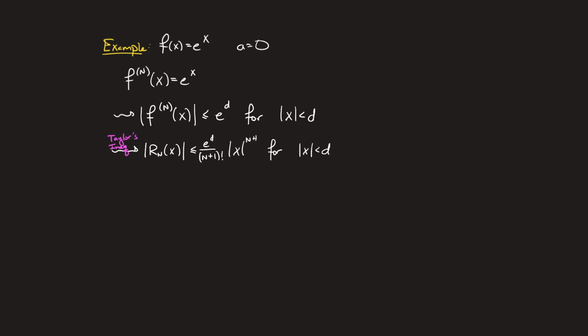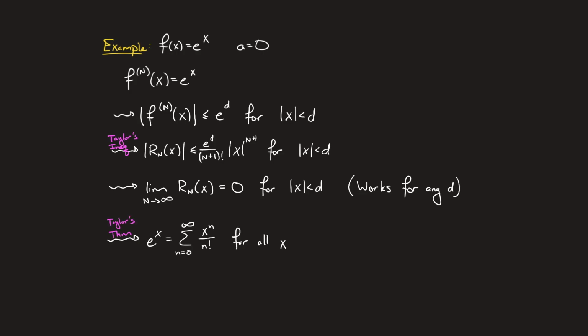Therefore, by Taylor's inequality, the error is bounded above by e to the d over n plus 1 factorial times x to the n plus 1 on this interval. And now, just like we saw before, the right-hand side of this inequality goes to 0, and so the error also goes to 0 for all x in this interval. However, this was true for any d. Therefore, we can apply this argument to bigger and bigger intervals to show that e to the x actually agrees with its power series for all x.